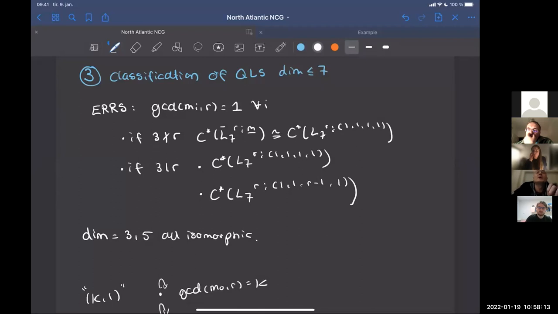Oh, what did you say? So my question is, what exactly determines the isomorphism class of this quantum lens space? Is it the ideal structure, and if not, how many different graphs can lead to the same algebra of a quantum lens space?